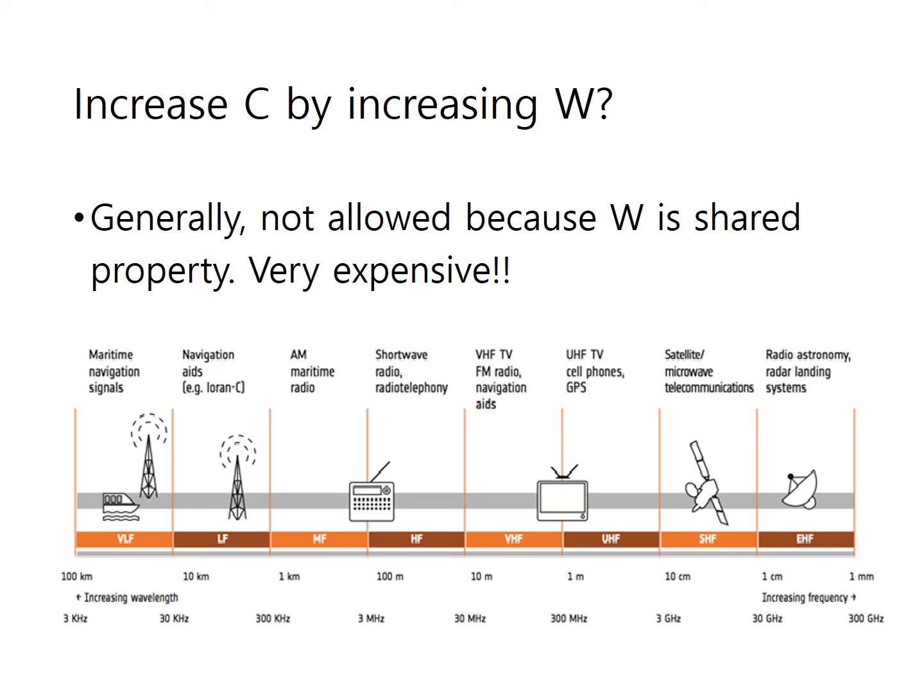How can we increase the channel capacity C? First, you can think of increasing the analog bandwidth W. However, in most cases, the analog bandwidth W is fixed. You can see in this picture, here, the use of airwave has already been decided. This part is reserved for radio broadcast, and this is for TV broadcast.